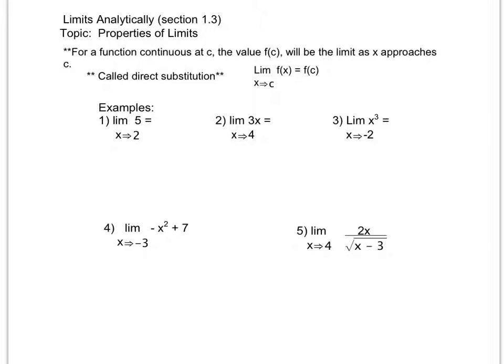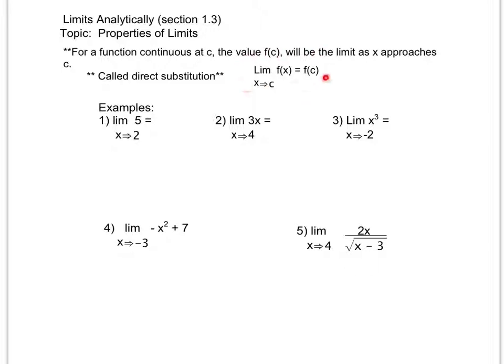So, in other words, for a function that's continuous at this c value that we're curious about, the actual value of the function will be what the limit is as x approaches c. This is called direct substitution. We're going to learn a ton of different methods to evaluate limits, and a lot of our methods are going to focus on being able to rewrite our function so that we can use direct substitution. Direct substitution is the easiest way to evaluate a function.